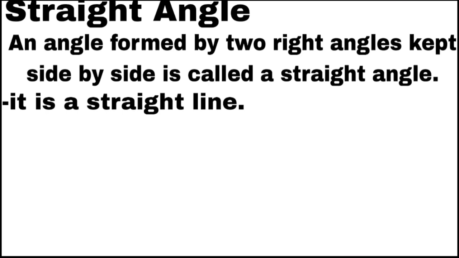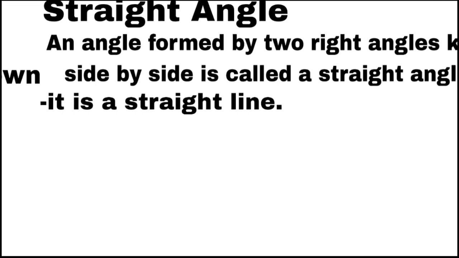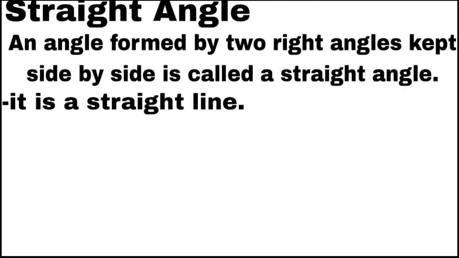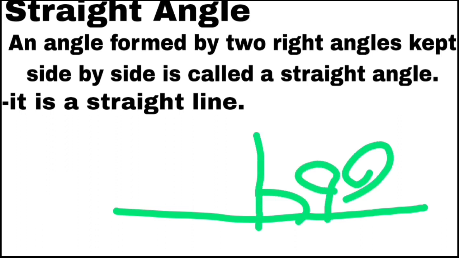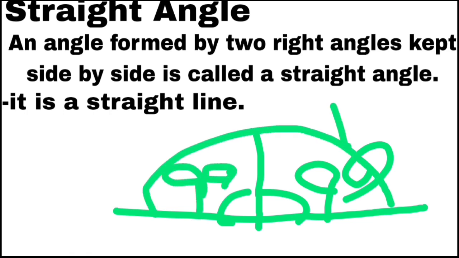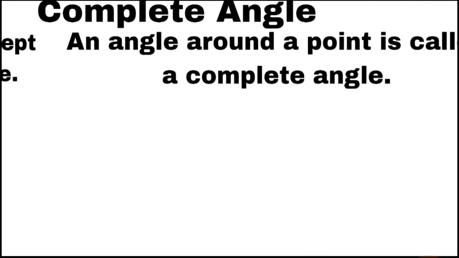For example, this is a line, shown in the normal way. There is 90 degrees here and also 90 degrees here. Together that is 180 degrees. Where there is 180 degrees, it is called a straight angle. So I hope you have understood the straight angle.